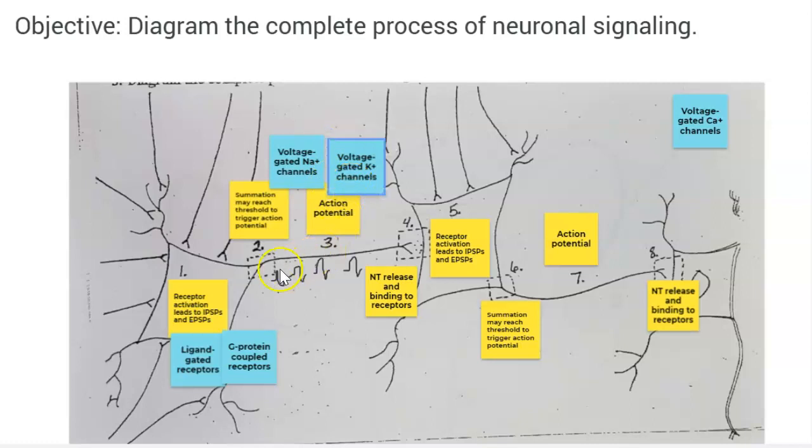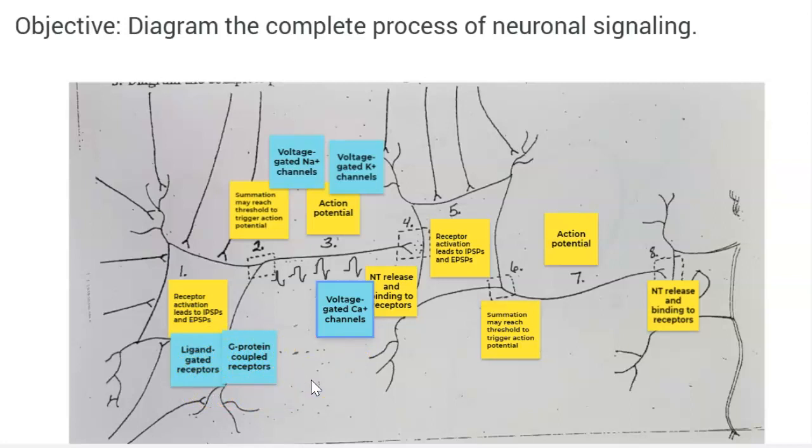So the action potential is really generated by opening and closing of the voltage-gated sodium and voltage-gated potassium channels. So that gets down to the end of the axon terminal, and the depolarization that happens down here triggers the voltage-gated calcium channels to open. And those voltage-gated calcium channels are what cause the neurotransmitter release. So, big picture, including all of the different channels and receptors that are involved in neuronal signaling.